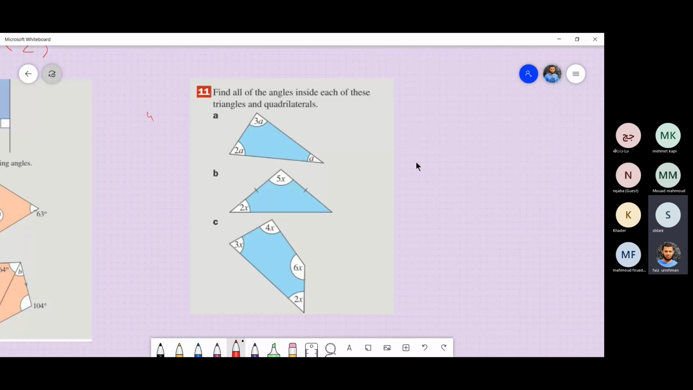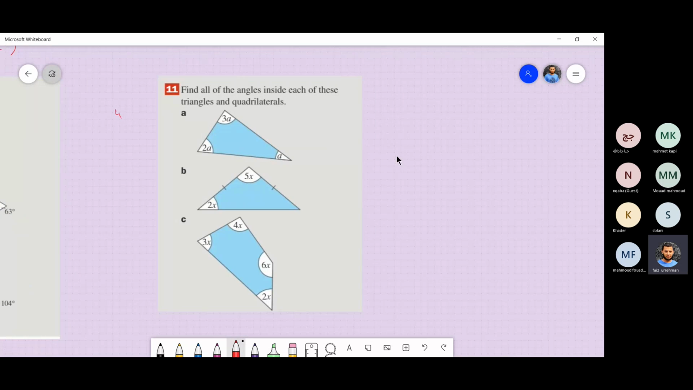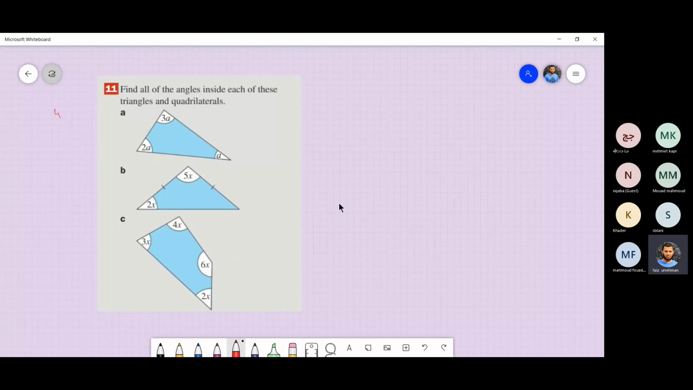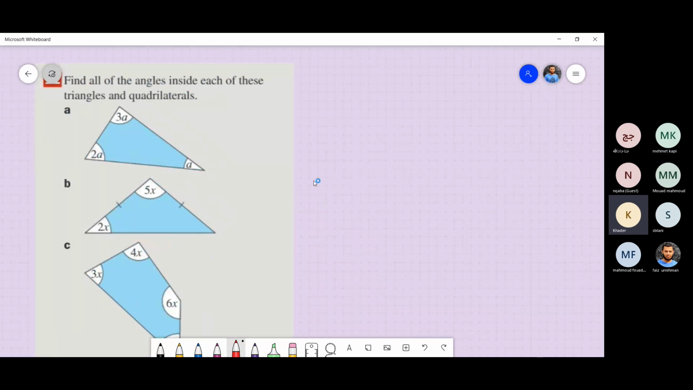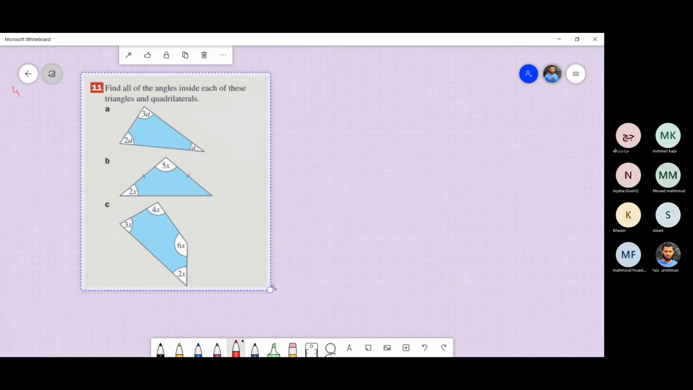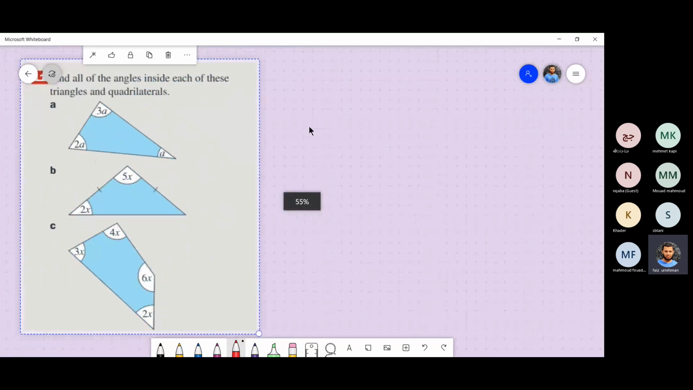If you add all the three angles of a triangle, what should we get? 90. No, not 90. 180. Yes, 180. So what will be the equation here? 3A plus 2A plus A equal to 180. Yes, correct. Now write this equation and try to solve and give me the answer.